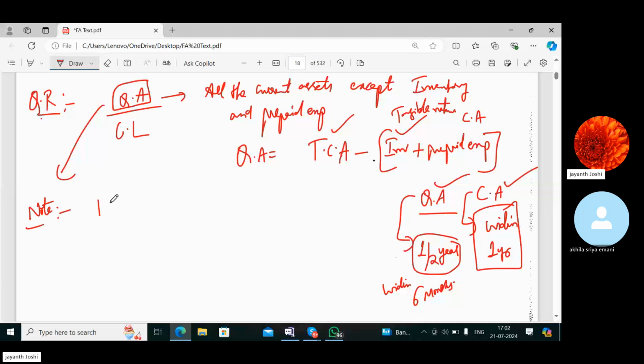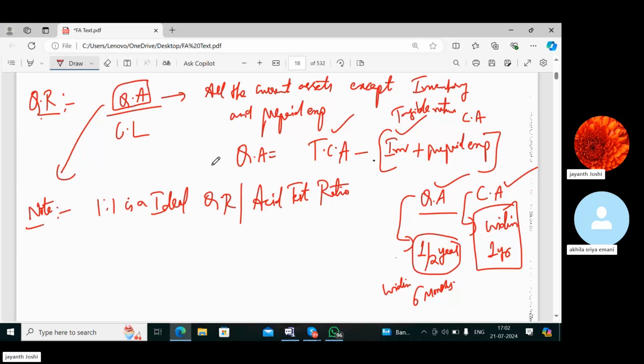Now note, 1:1 is an ideal quick ratio, or acid test ratio. Why is it called the acid test ratio? Because if you want to test something chemically, the acid test is the test which can give you quick answers. That's the reason for the name: something which can give you quick benefits is what you are considering here. Those assets only you are considering here.